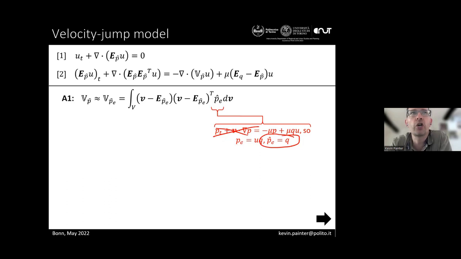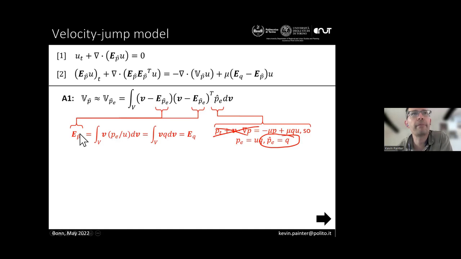So P hat E is simply my turning distribution Q in this assumption. Once you've done that, you can also rewrite EP hat E, which is simply going to be the expectation of Q. That's what assumption one tells me. I should note that the overall result is that the variance of P hat we're assuming is approximately the variance of my turning distribution Q. That's the upshot of assumption A1.